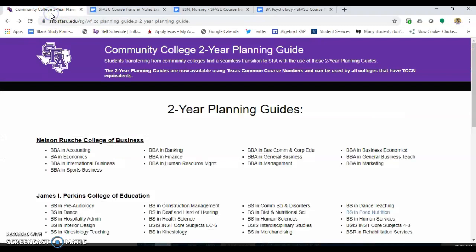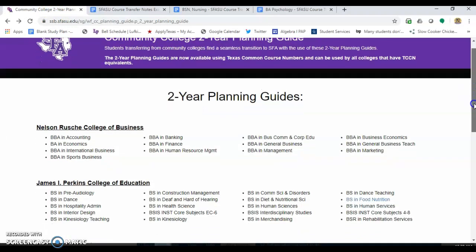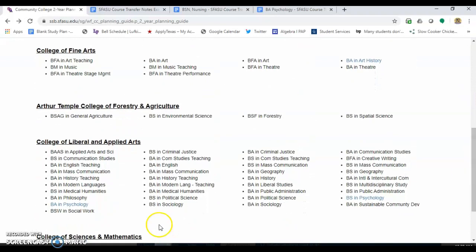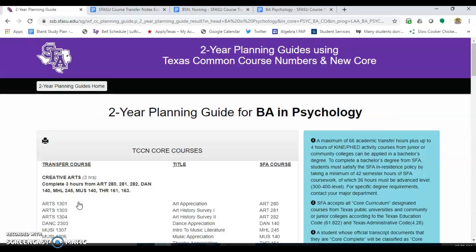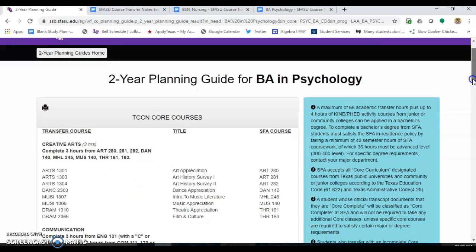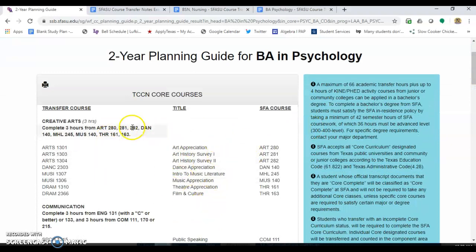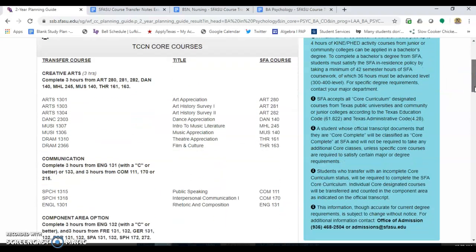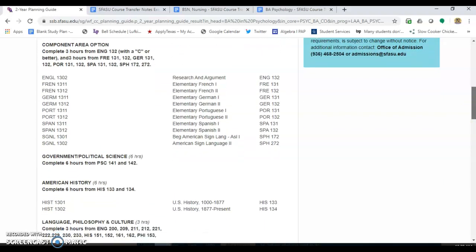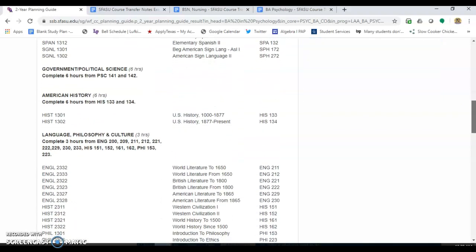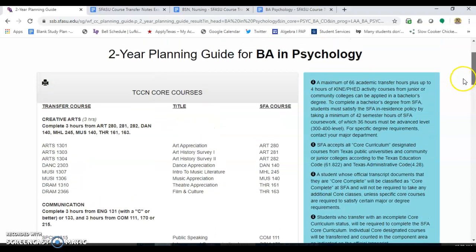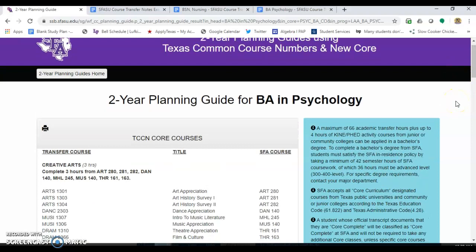So what we're going to do is start by looking at these degree plans. We're actually going to do a BA in psychology today because we have lots and lots of students who are interested in taking psychology as a major. You're going to notice this has a list of courses, and they're split up into different categories. You'll see creative arts, communication, component area option, government, American history, language, philosophy and culture, etc. These should look a little bit familiar to you if you watched our core curriculum video or core complete video, because these are pretty much the same categories as the core complete.